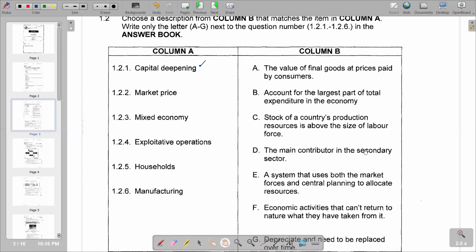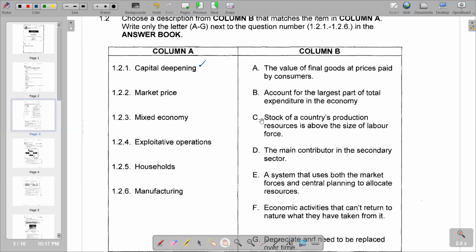We can also describe capital deepening as a situation whereby the capital per worker is increasing in the economy. It also explains an increase in the capital to labor ratio. So the increase in the capital to labor ratio can also define capital deepening, whereby capital stock increases. So basically, the country's production resources being referred to is capital. So we have C being what we have quoted, capital deepening.